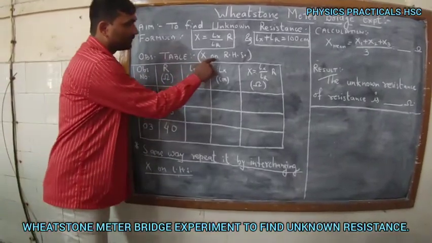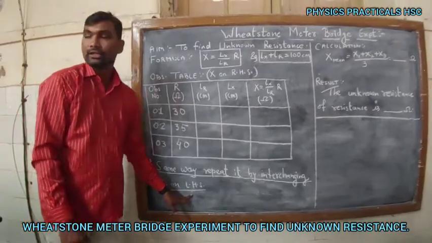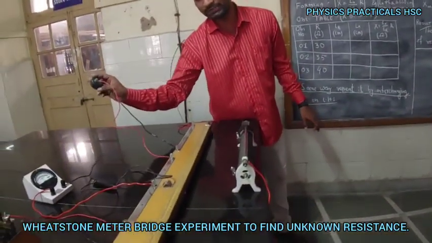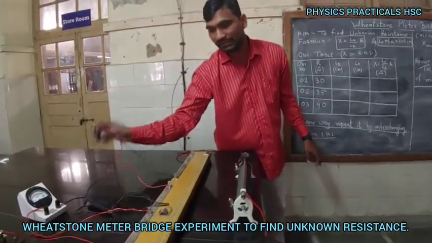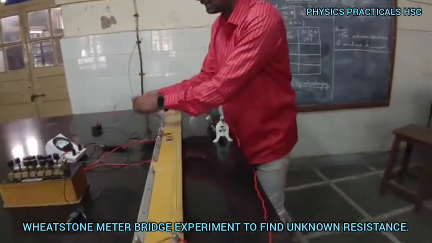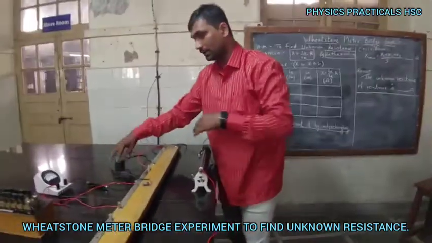So for the observation table, there are two observation tables. One is when X is on the right hand side, and another when X is on the left hand side. You can see in this experiment, this setup I have kept on the right hand side. On my right hand side I have kept this X, and the next time we will transfer it, and this resistance box will be transferred to the right hand side.